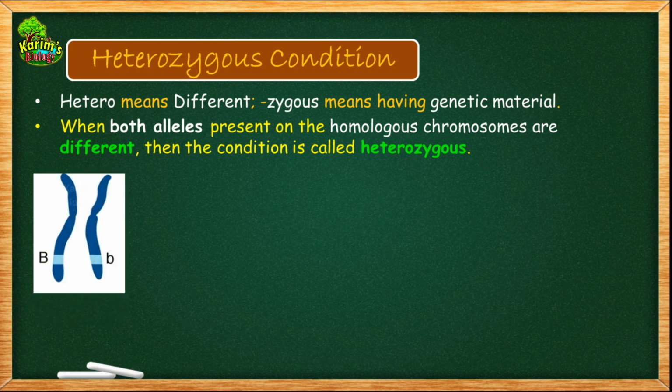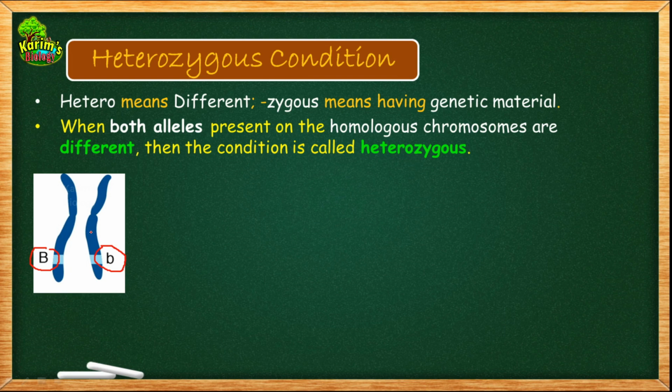So the definition is very clearly saying that two versions of the genes present in the homologous pair should not be the same like the previous case, but they should be different. Then that condition is called heterozygous condition. So once again I am showing the same pair of homologous chromosomes, but this time you can observe that in the first chromosome of this homologous pair, the dominant version of a gene is present, whereas in the second chromosome of this homologous pair, the recessive version, which is the small b, is present.